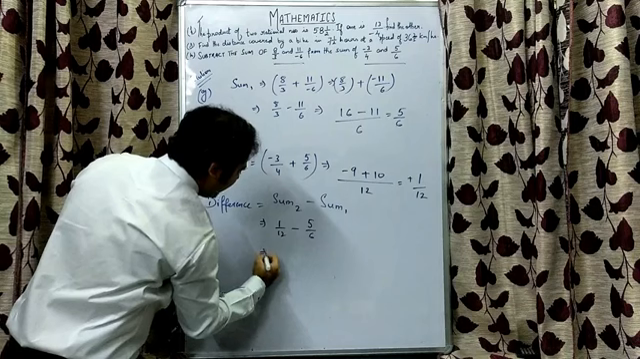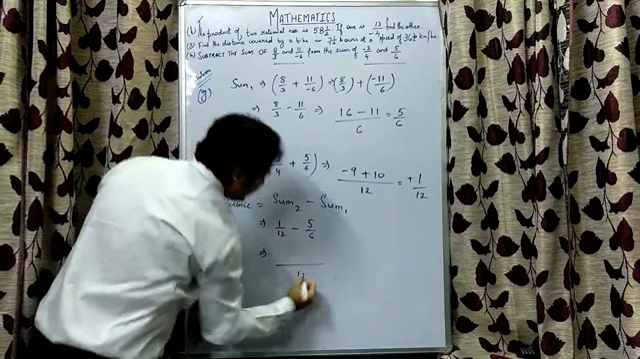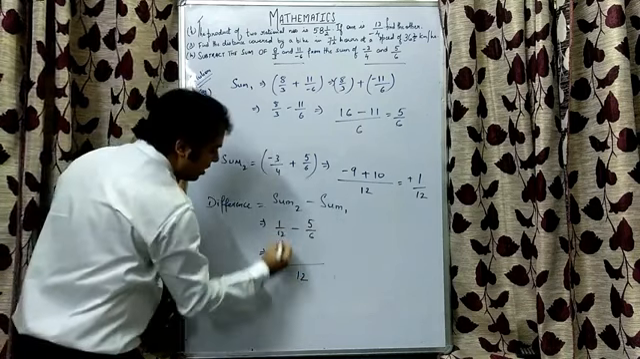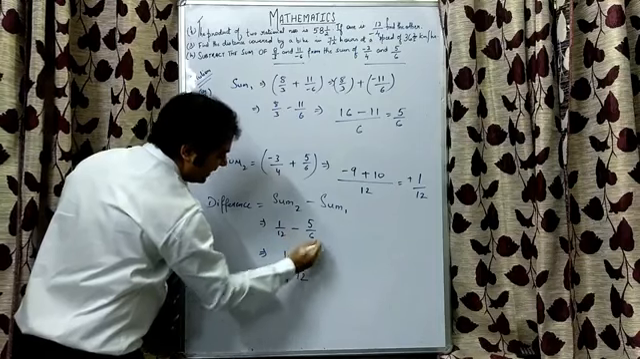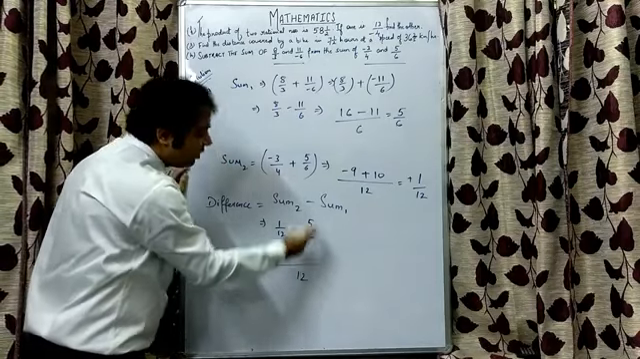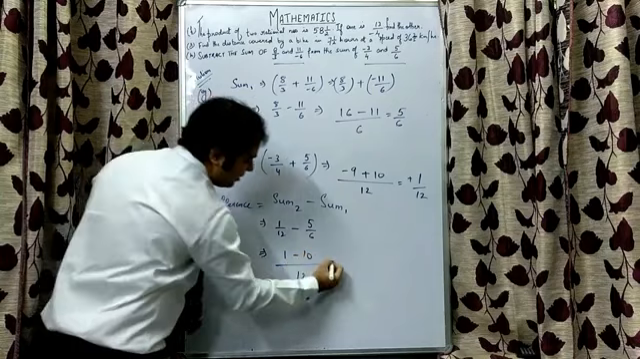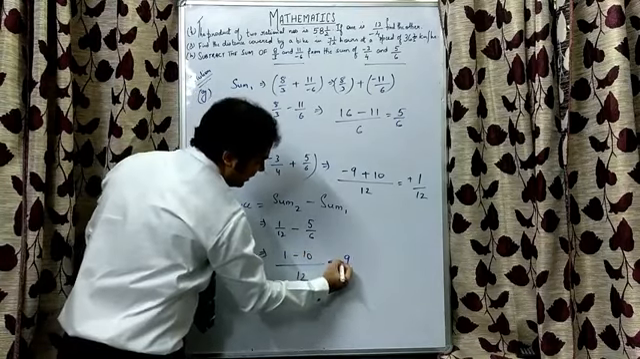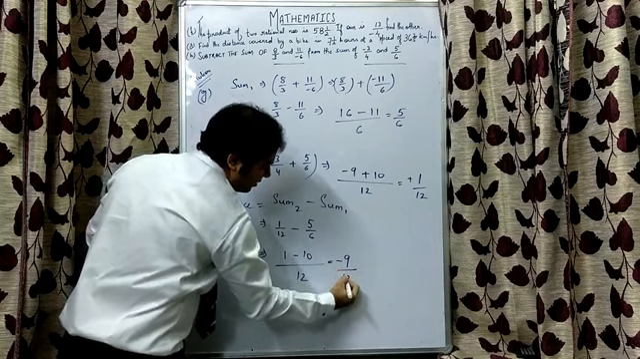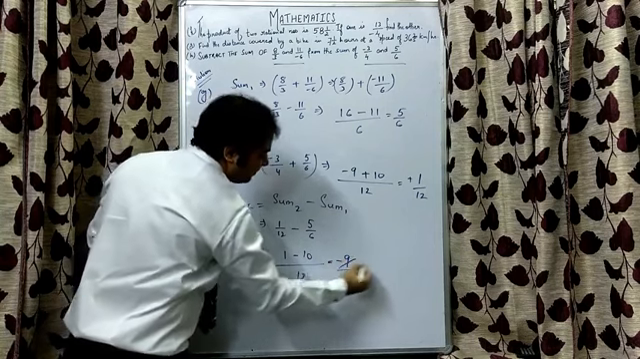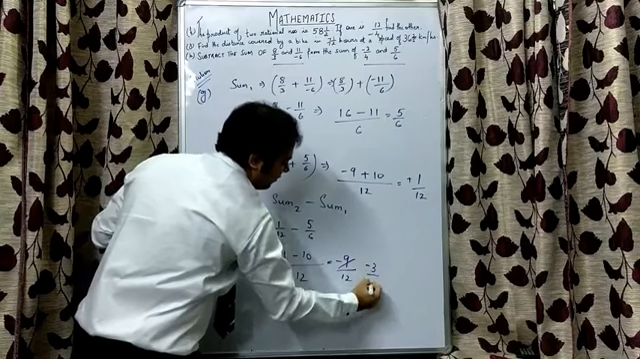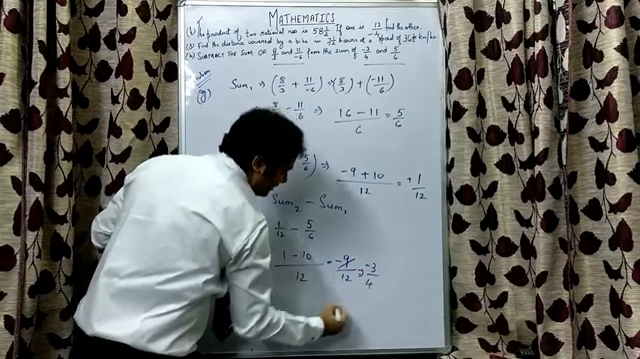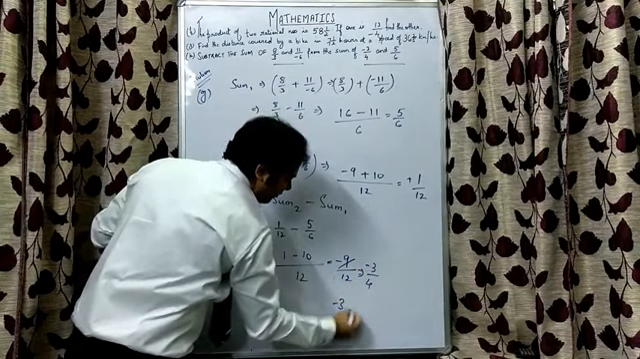LCM of 12 and 6. Again we will get LCM as 12. 12 goes into 12 one time. 1 into 1 is 1. Minus 6 goes into 12 2 times. 5 2s are 10. This will give me, signs are different. 1 minus 10 will give me 9. Sign of the bigger one, that is minus. Right? This can be further simplified. Minus 3 by 4. So the answer is minus 3 by 4.